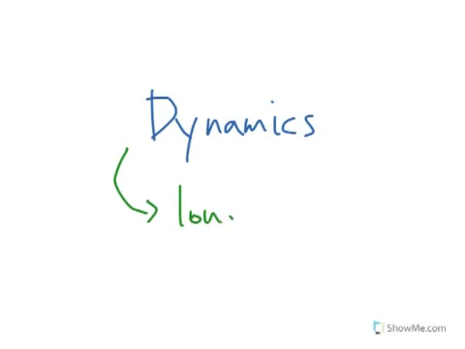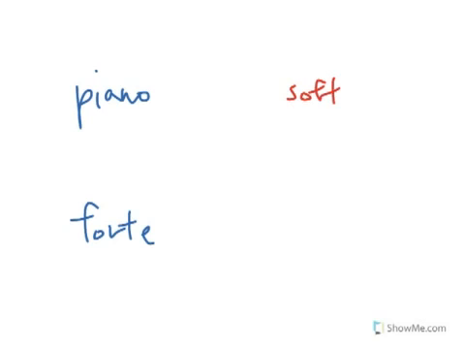Now let's talk about dynamics. Dynamics tell you the loudness of a particular piece of music, so how loud something is or how soft it is. And the two main dynamic markings, the instructions that tell you how loud or how soft to play something, are piano and forte. Piano meaning soft, and forte meaning loud.